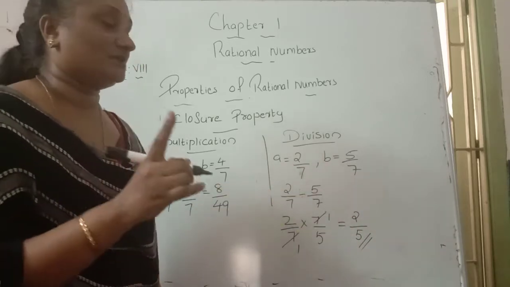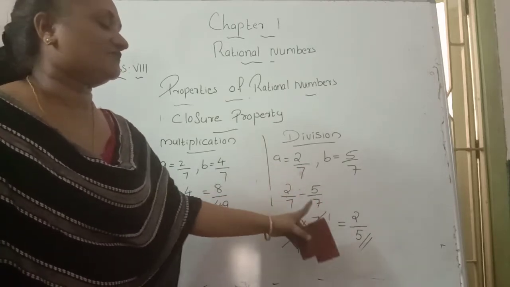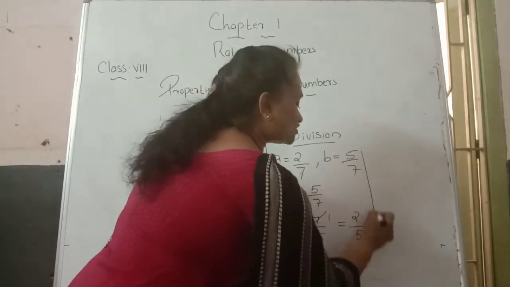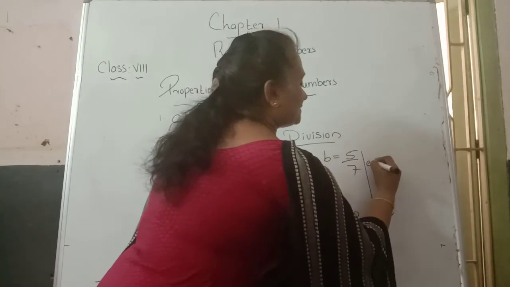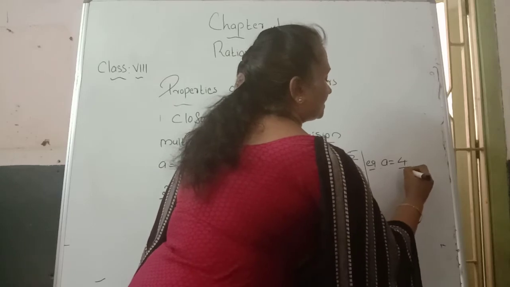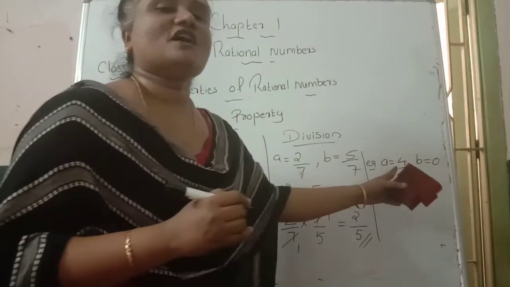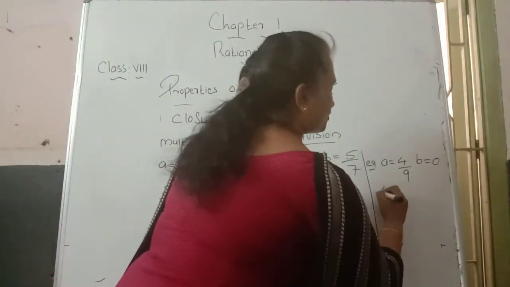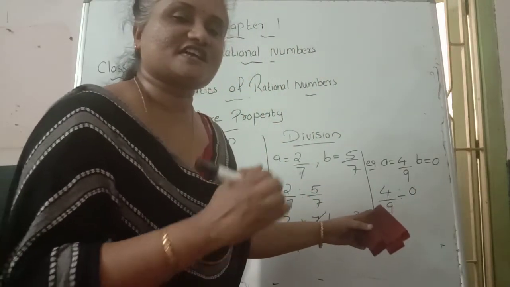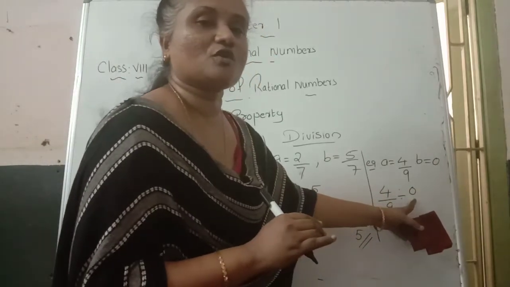But remember one thing, the zero case is not possible. When we divide other rational numbers, we always get another rational number, but the zero case is not possible. Why? See one example. I consider a value as 4 by 9 and b value as 0. I want to divide these two numbers. How to divide? 4 by 9 is divided by 0. The division rule says to take the reciprocal of the second number and multiply. What is the reciprocal of 0?